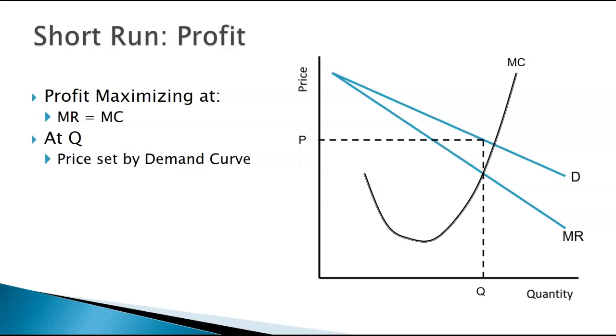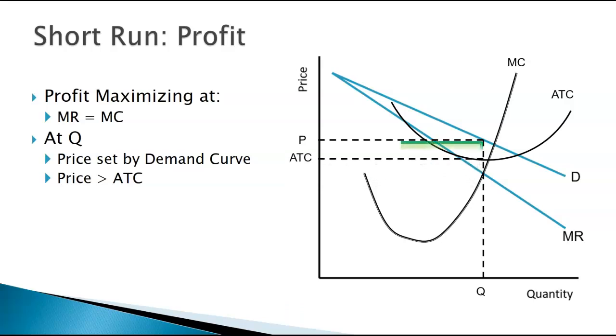Now, because we're producing at a profit, that means at my profit maximizing output, my price is greater than my average total cost. And so there I see my profit. Again, this is in the short run. Okay, in the short run, they'll be producing at this.